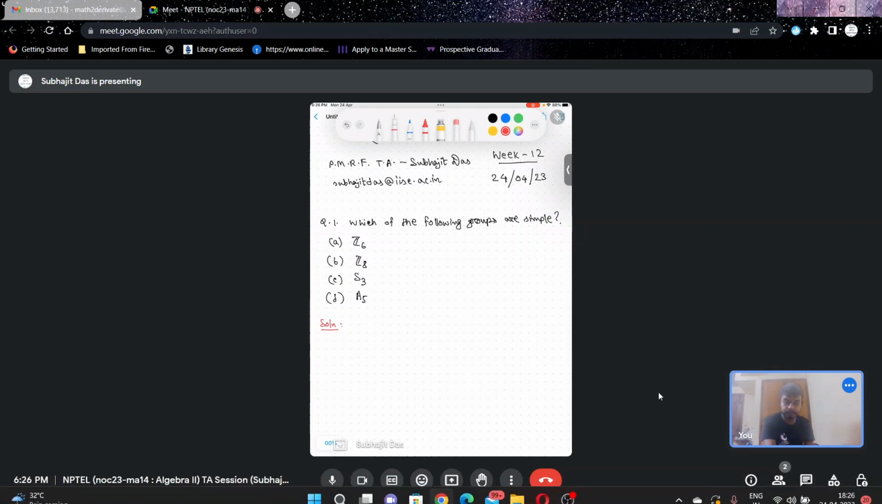So, can Z6 be a simple group? Of course it can't be, right? Because Z6 has, suppose you take the element, the class of 2 in Z6. Its order is 3. So it will generate a proper subgroup of order 3, and it will be normal because Z6 is abelian. So A is not correct, as the subgroup generated by the class of 2 is a proper normal subgroup.